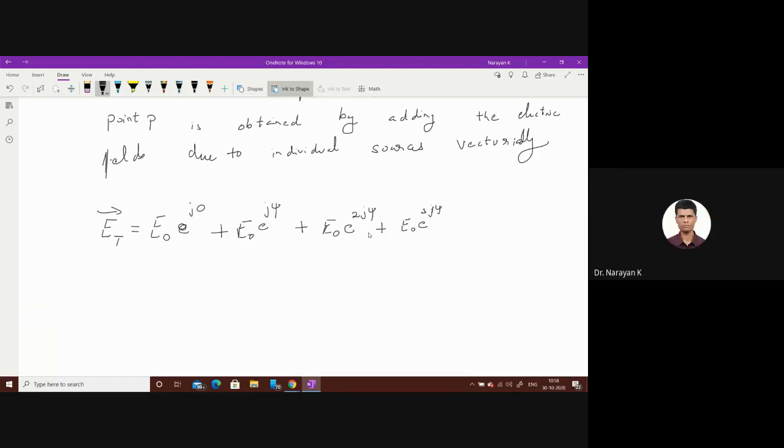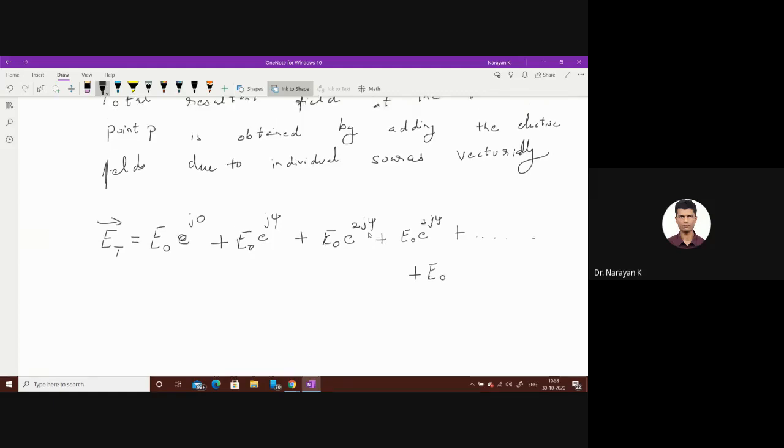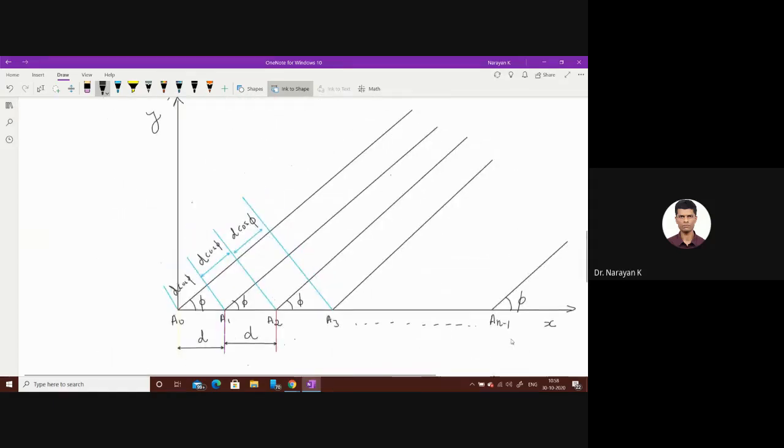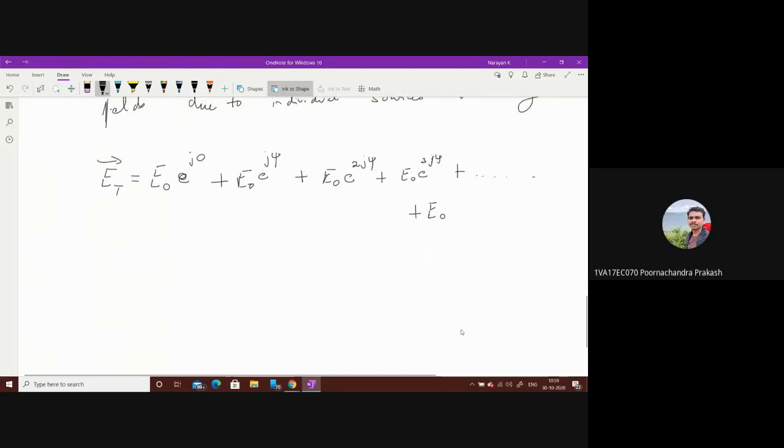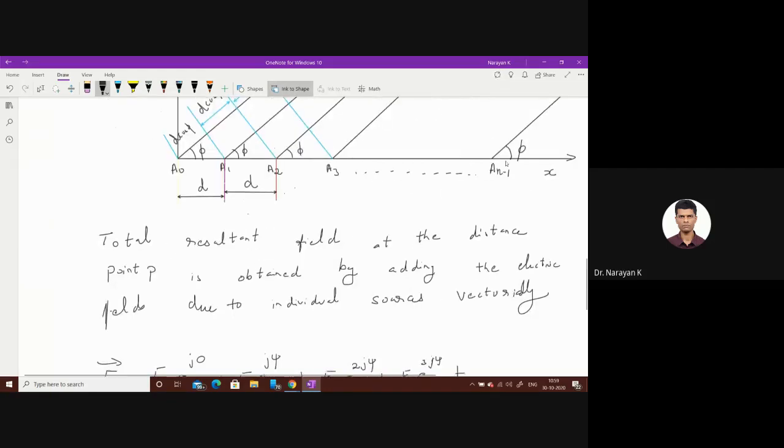It is all progressive phase shift, so you can't make a mistake. Now, what will be the last element here? Plus dash dash dash. E naught, what will be the element here? N minus 1. E naught e power j n minus 1 into psi. Actually, this should be written as j2 psi, j3 psi. I have written it as 3j psi there. This will be the last element as per this array.